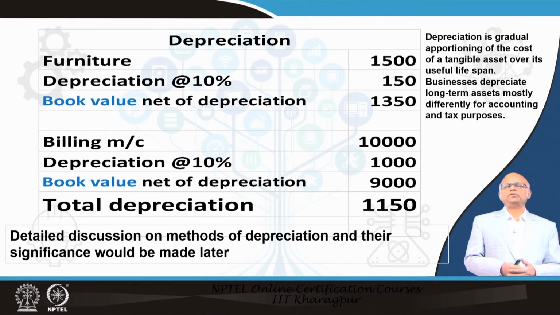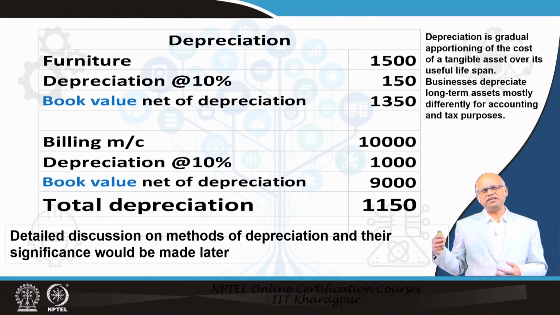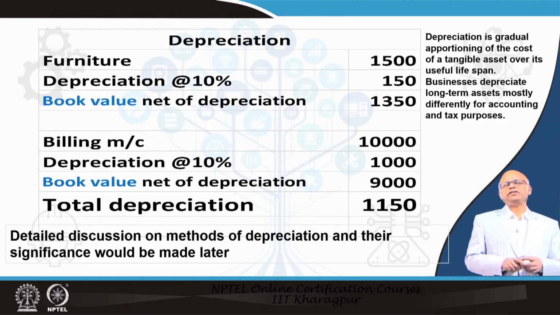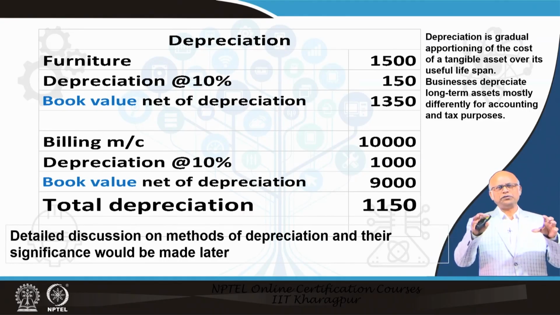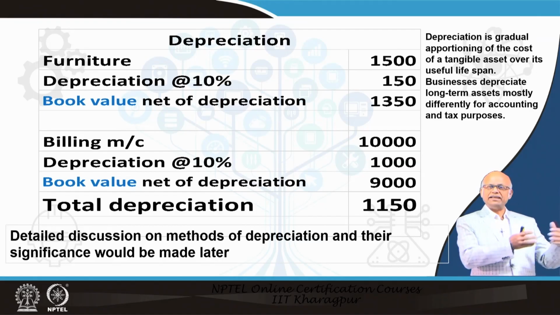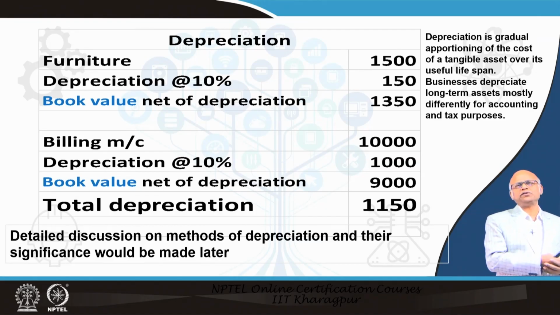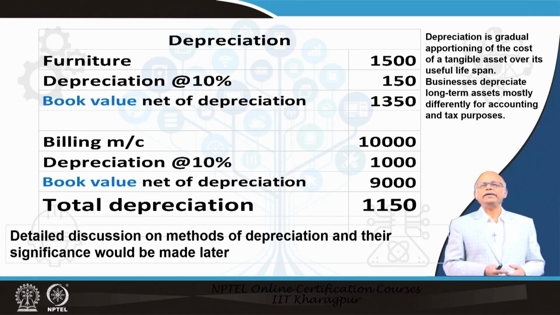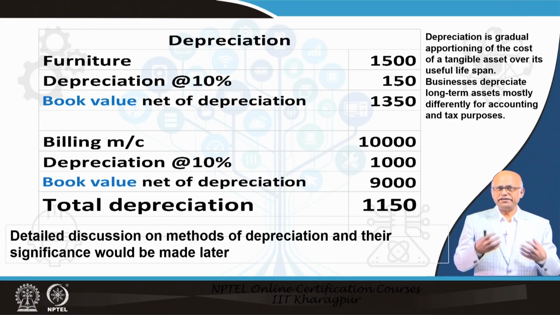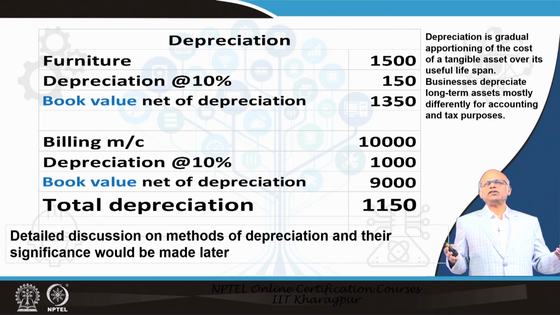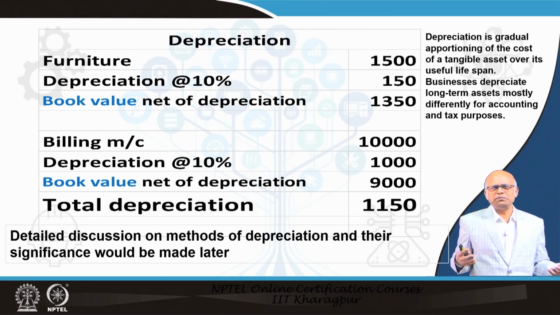We have already talked about depreciation; we will be discussing that in detail. For the time being, the total worth or book value of the furniture at the start of the business was 15,000 rupees, and wear and tear or depletion of value during the year is on a ballpark basis.